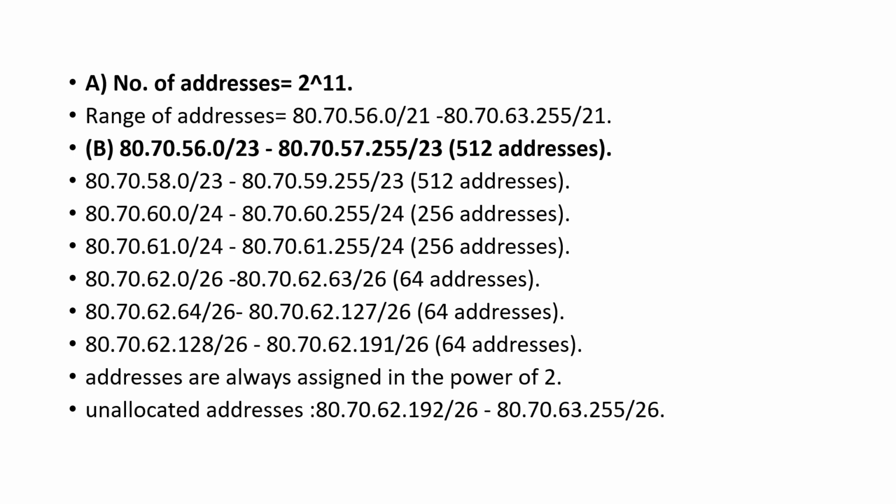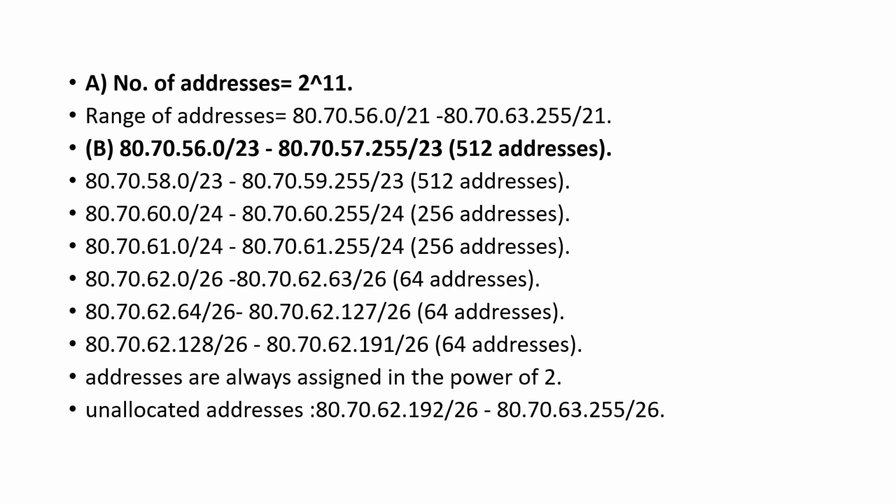Next, the 512 addresses are in the range from 80.70.58.0/23 to 80.70.59.255/23. So 512 addresses are in this case. Again 256 addresses. The next address you can start from 80.70.60.0/24 to 80.70.60.255/24. 256 addresses are there. Again for another 256 addresses, you have to make it from the next one.